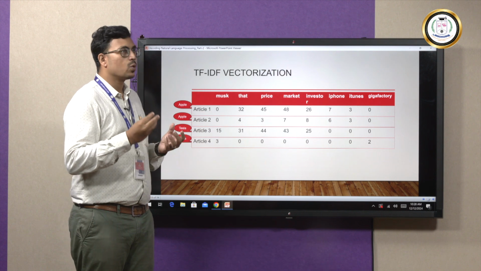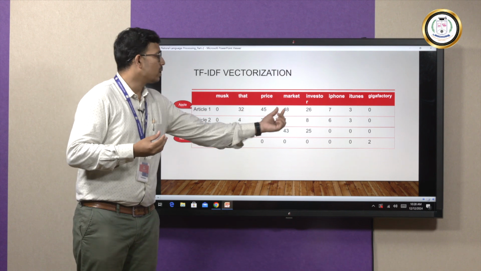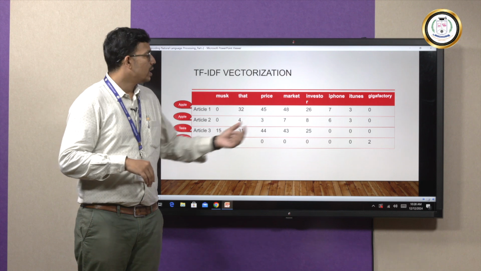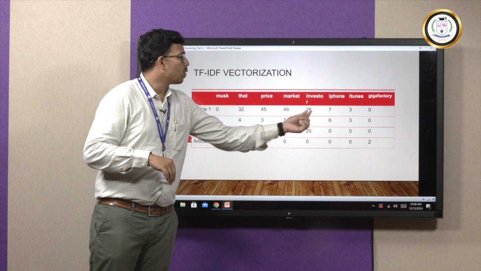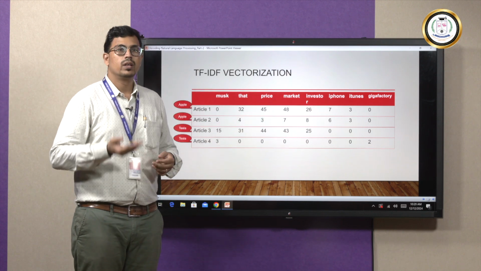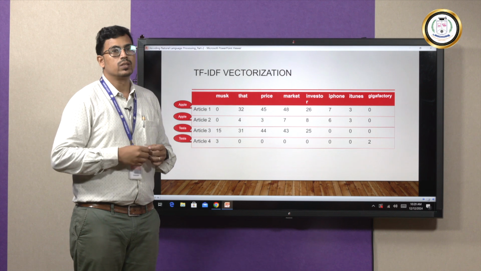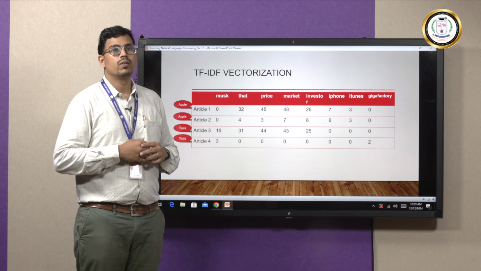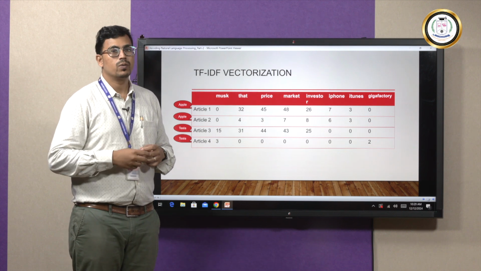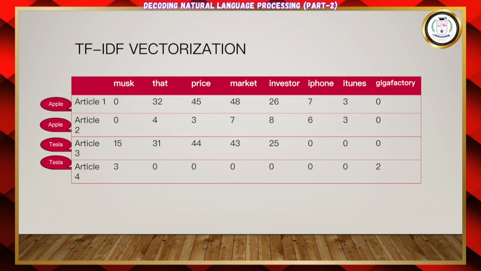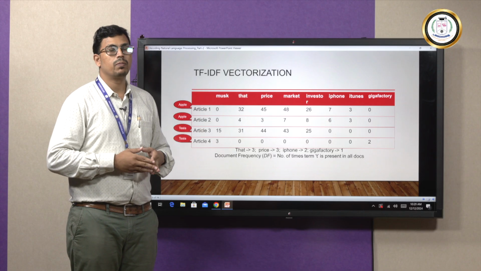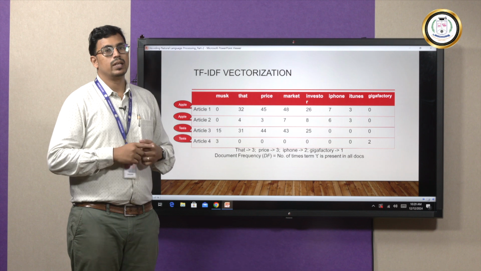So it has to be normalized. Tokens like price, market, investor have to be normalized, and tokens like iPhone, iTunes, Gigafactory, Musk should increase. So how do we do that? That is when TF-IDF vectorization comes in handy. First we find the inverse document frequency, then the term frequency, and then we multiply them to normalize the data.